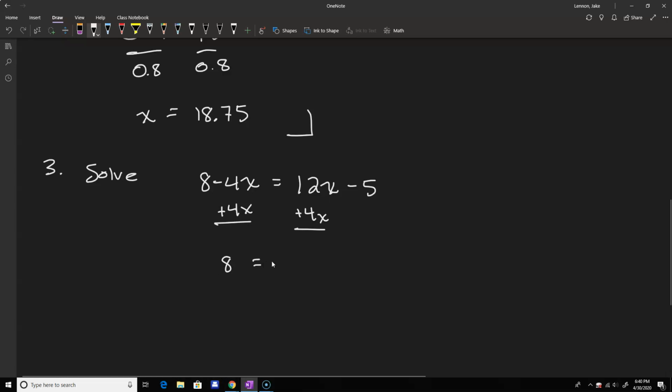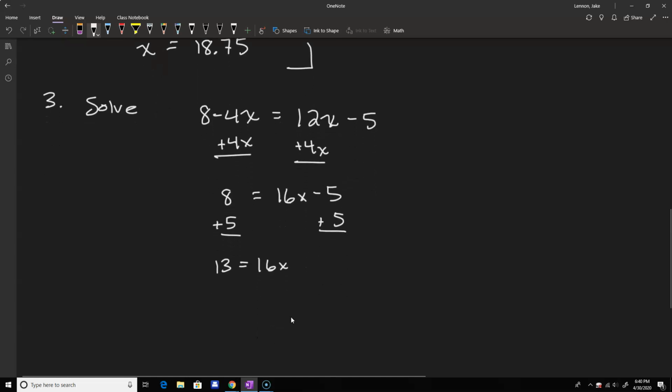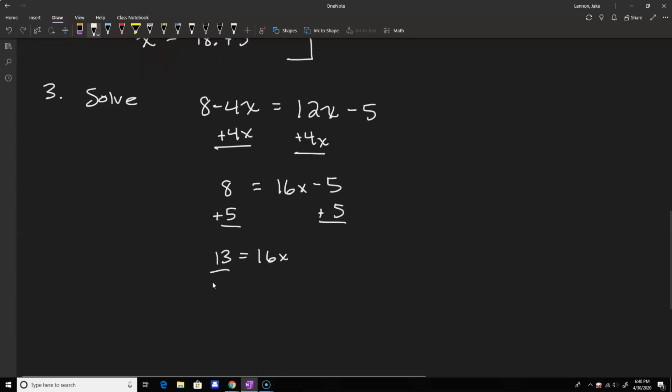And then on the right-hand side, 12x plus 4x is 16x minus 5. Then to move the 5 to the left-hand side, we just do plus 5, and we have 13 is equal to 16x. Then on both sides, we'll divide by 16. So 13 over 16 is your answer.